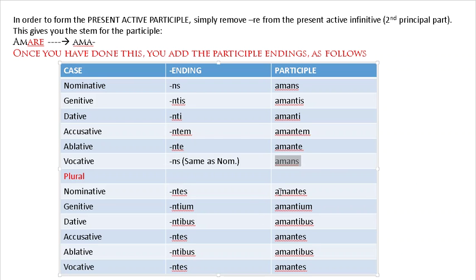Take a look at the plurals, same sort of idea. Nominative again, amantes. So you had viri amantes, you'd then have loving men. Virorum amantium would be of loving men. Viris amantibus would be to or for loving men. Viros amantes would be loving men as a direct object.